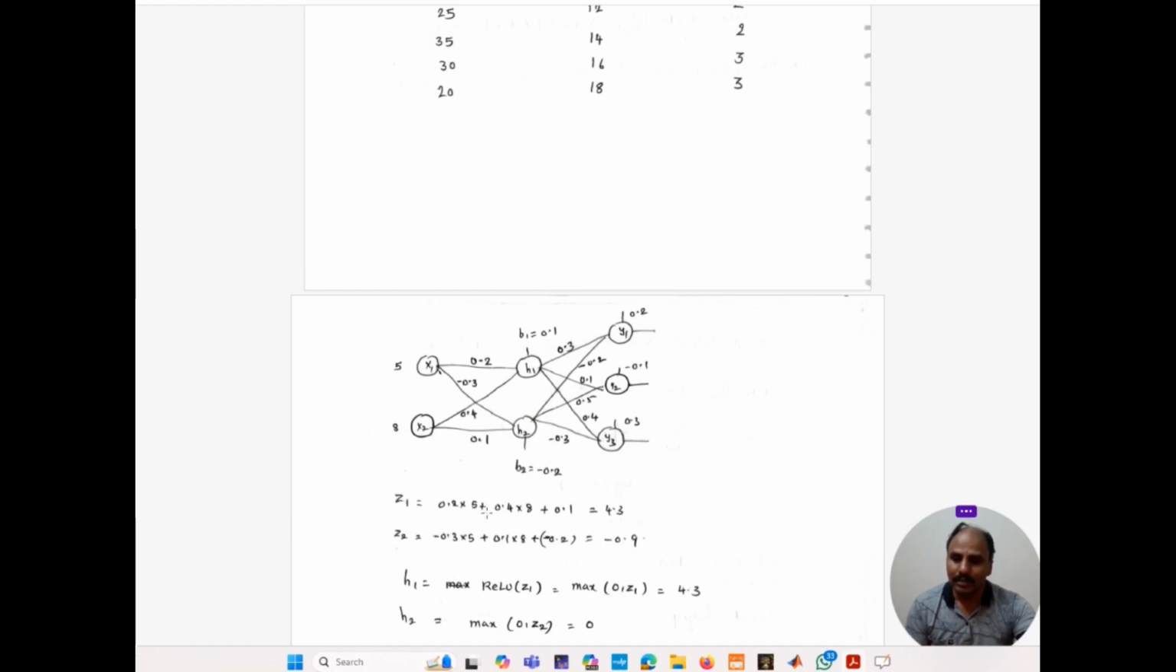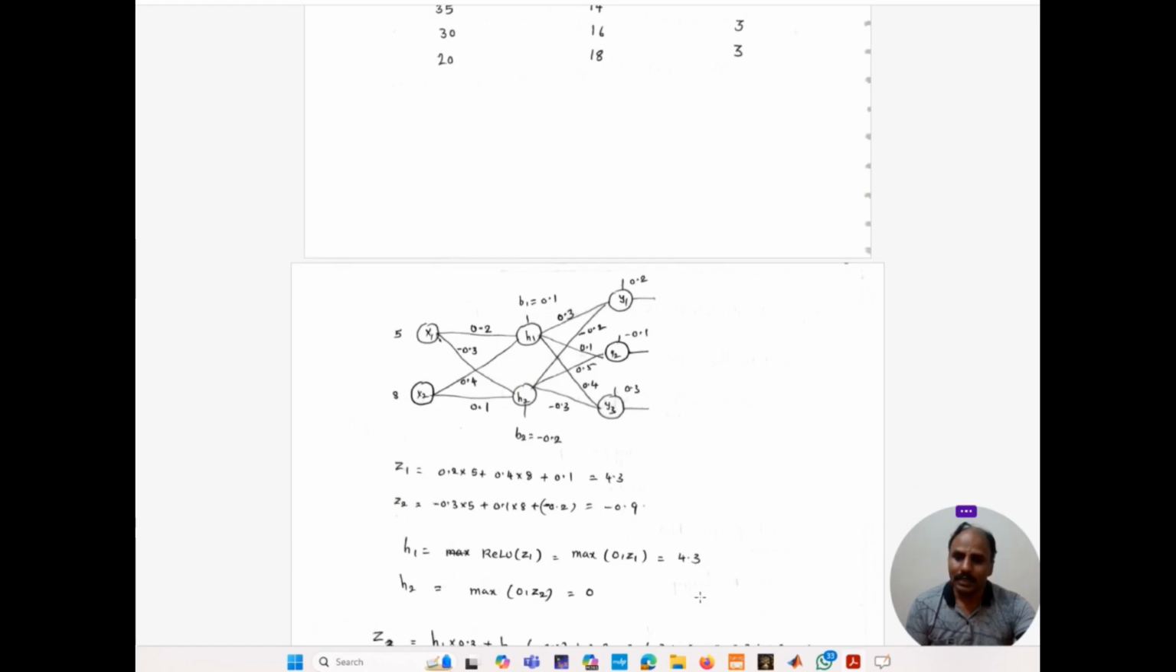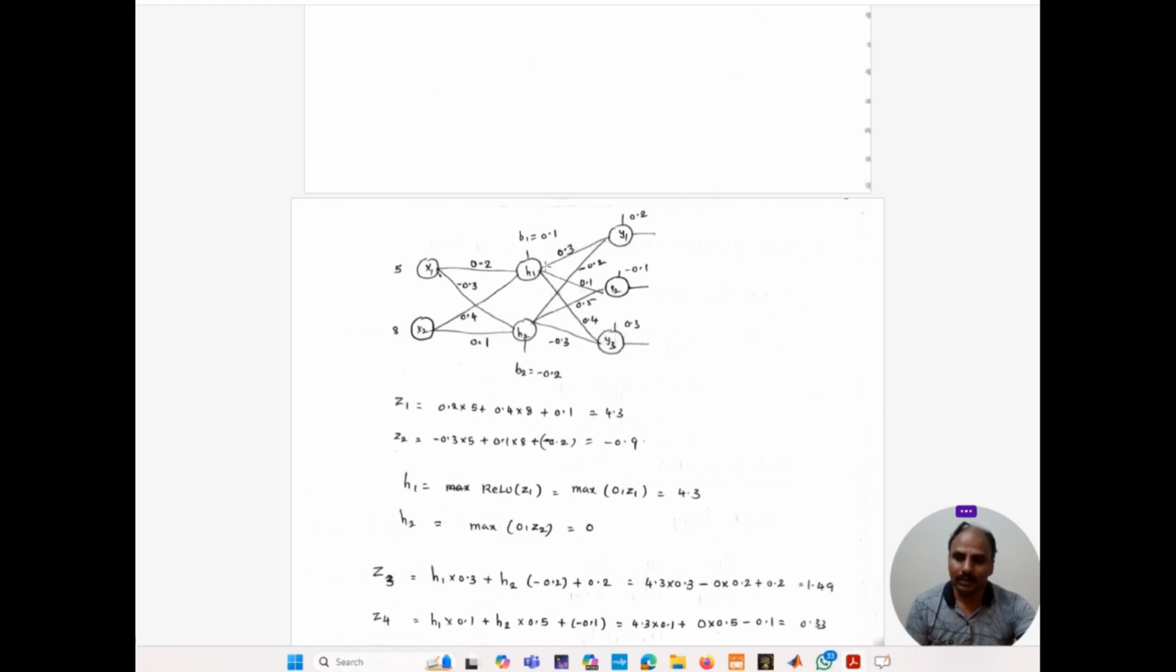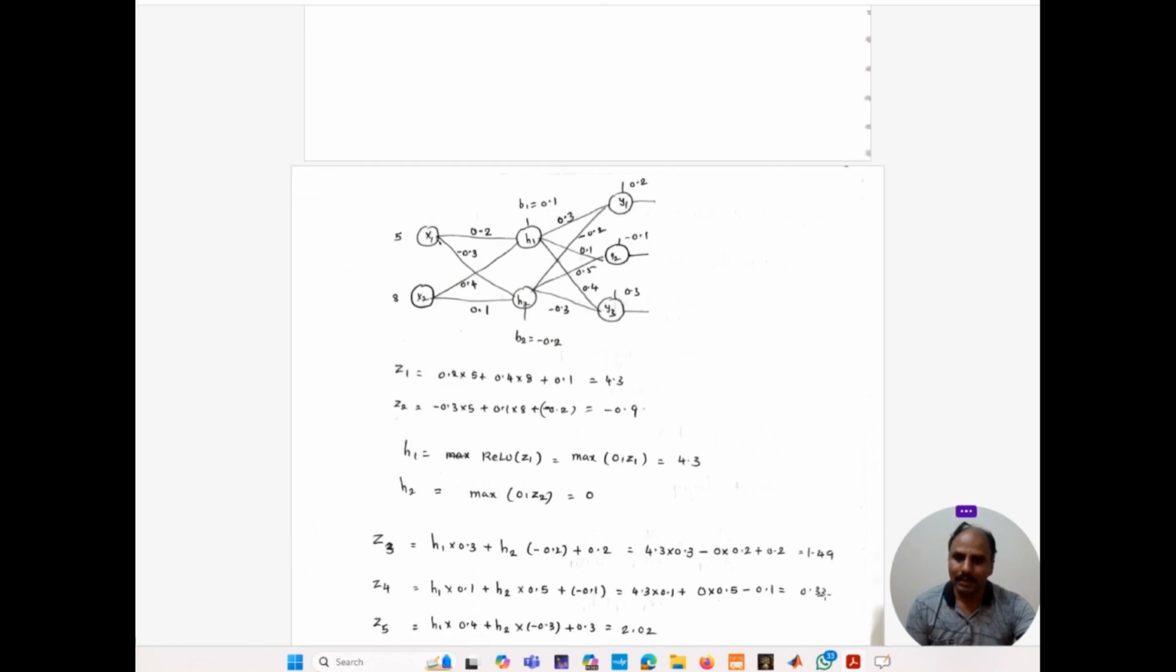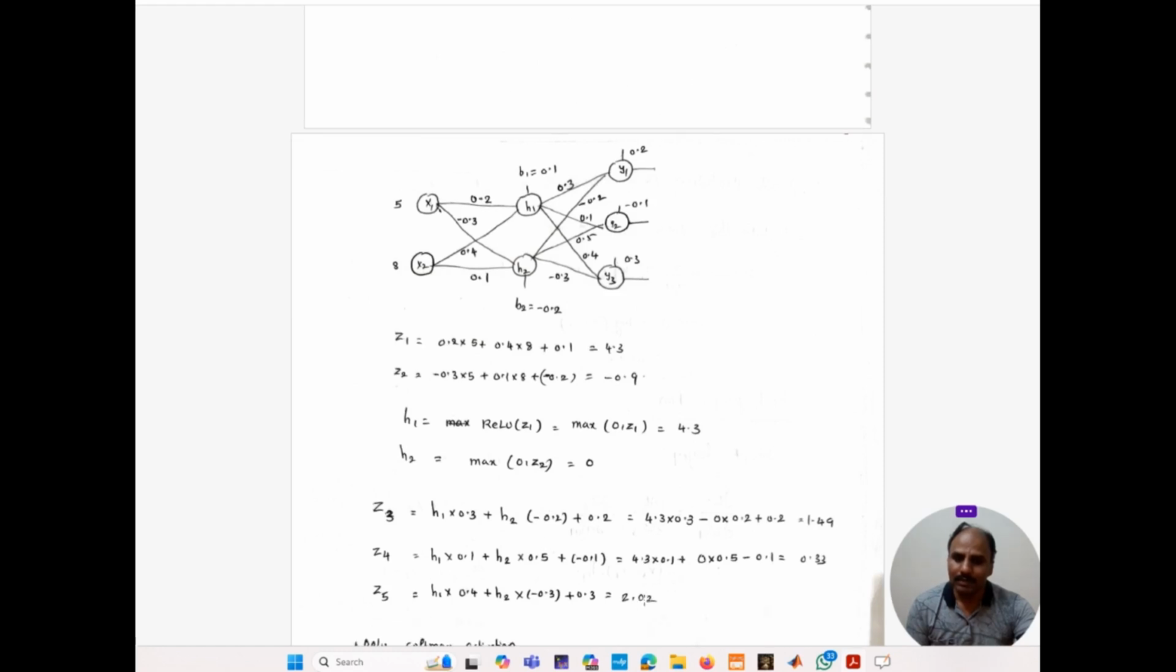In the case of Z1, our answer is 4.3. But in the case of Z2, that is H2, because it is less than 0, that is minus 0.9, our output is 0. Now after obtaining H1 and H2, we calculate Y1, Y2, Y3. In the same way we make the sum again. Z3 is H1 into 0.3 plus H2 into minus 0.2, and we have obtained 1.49, Z4 we have obtained 0.33, and Z5 we have obtained 2.02. These are the summations.